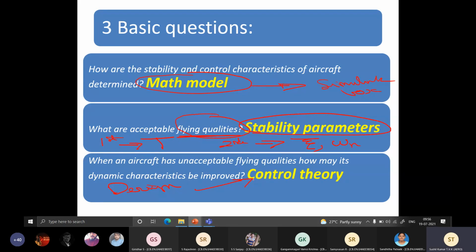What really happens in other universities, they just cover up to the second block. And then they say that the design part of it will be in advanced flight dynamics course. There is nothing advanced. Okay, it's all something you have already learned in control theory. We're just trying to apply that knowledge.